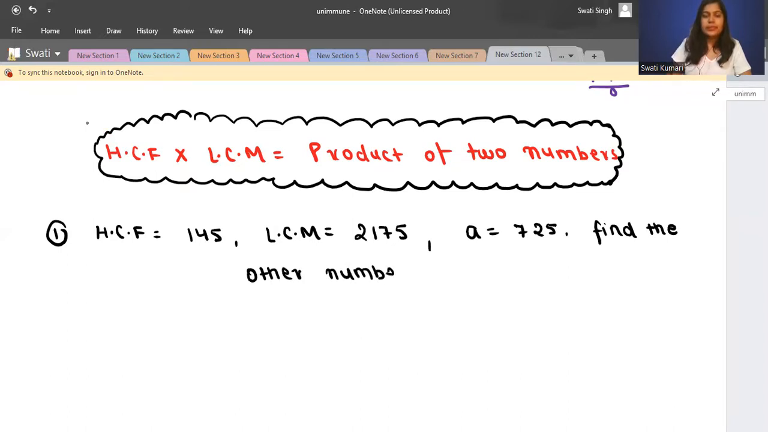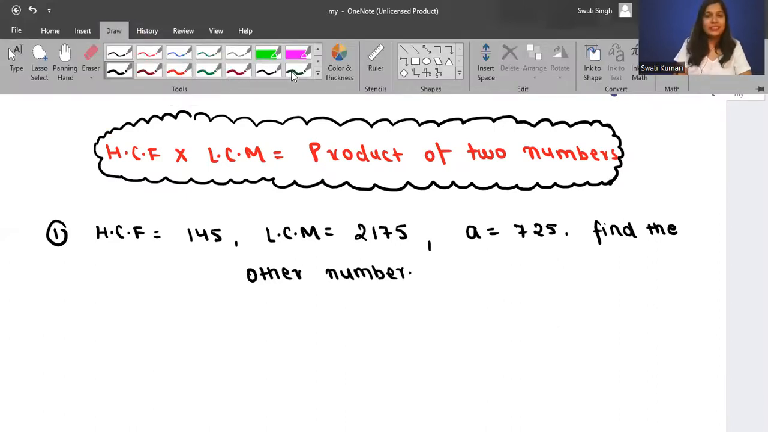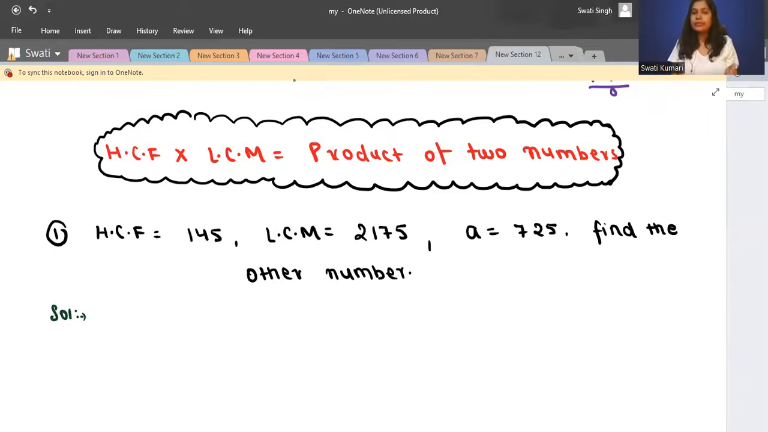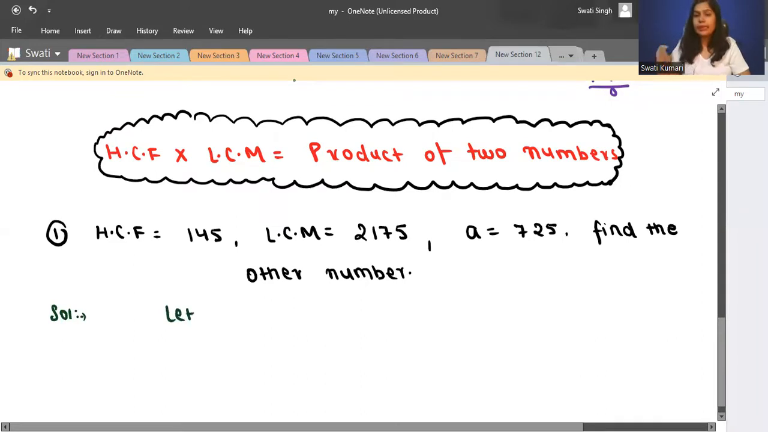Now, let us understand how we can solve this question. It's very simple. It's very much obvious. I know that, but still, it's my responsibility to solve this question as well. So as you can see, the formula is already written. HCF into LCM is equal to the product of two numbers. LCM is given, HCF is given. One of the numbers is also given. We have to find the other number. So let us assume the other number that we are supposed to find is B. Okay, let us move ahead.